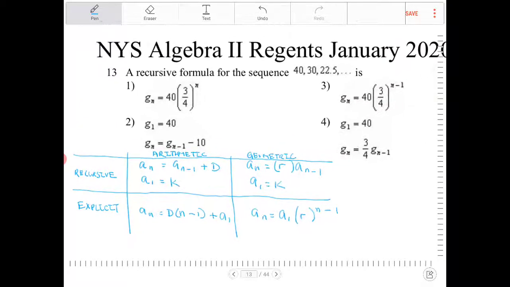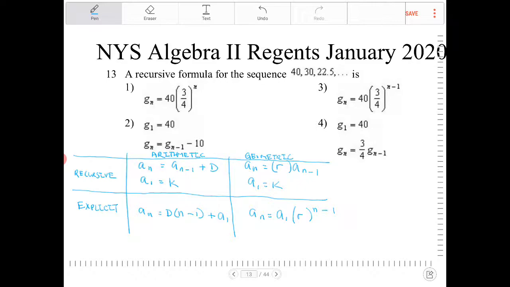So let's take a look at the answer choices here. Actually, before the answer choices, in the problem statement alone, I'm given the terms 40, 30, 22.5. So 40 is the first term, right? And then the next term is 30, and then the next term is 22.5. I can tell that this is decreasing not with a common difference, but with a common ratio of 3/4. So the common ratio is definitely 3/4, because if I multiply 40 by 3/4, I get 30. If I multiply 30 by 3/4, I'll get 22.5.